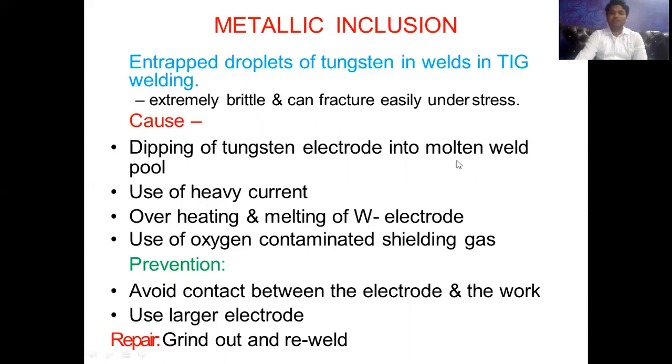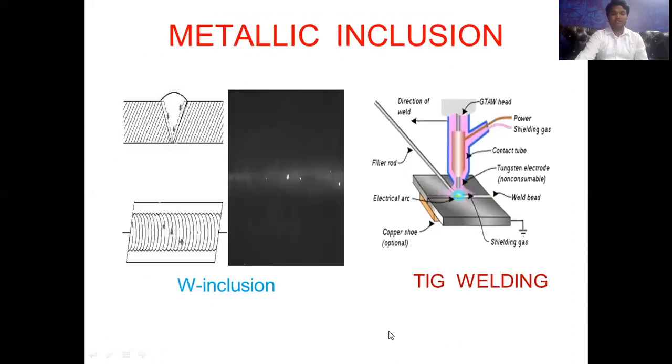Causes are dipping of the tungsten electrode in the molten weld pool. You should avoid dipping the electrode in the molten weld pool during welding. Other causes are use of heavy current, overheating and melting of the tungsten electrode, and use of oxygen-contaminated shielding gas. These should be avoided. Prevention: avoid contact between electrode and the work, use a larger electrode. To repair a metallic inclusion, one option is to grind out and re-weld.